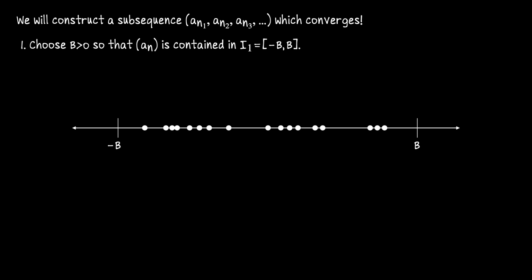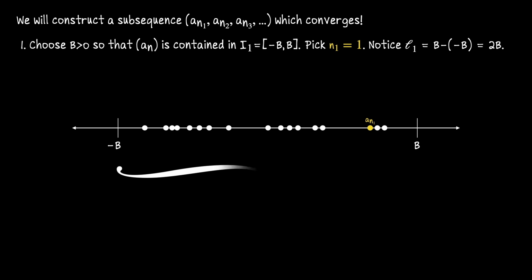Now that we've identified this interval, what we're going to do is pick a subsequence term. We have the entire sequence to choose from, so to make life easy, let's just pick the first term in the sequence to be the first term in the subsequence. You don't have to do that, but it's a nice choice. Okay, so with this interval, I'm going to do two things. I'm going to pick a subsequence term. I've just done that. It happens to be A sub 1 itself. And I'm going to recognize that the length or width of this interval is, in this case, 2b. So from negative b to b on the number line.